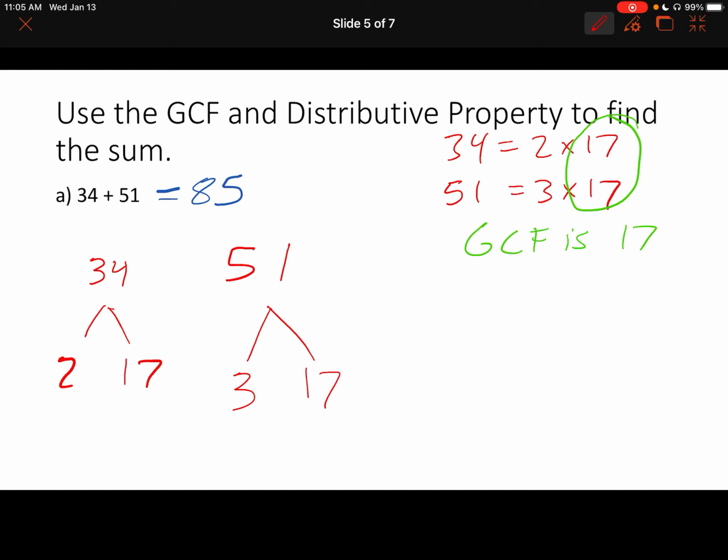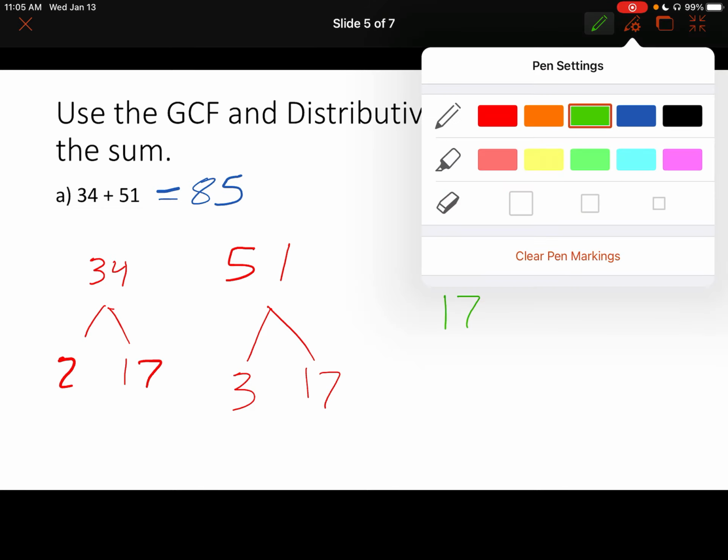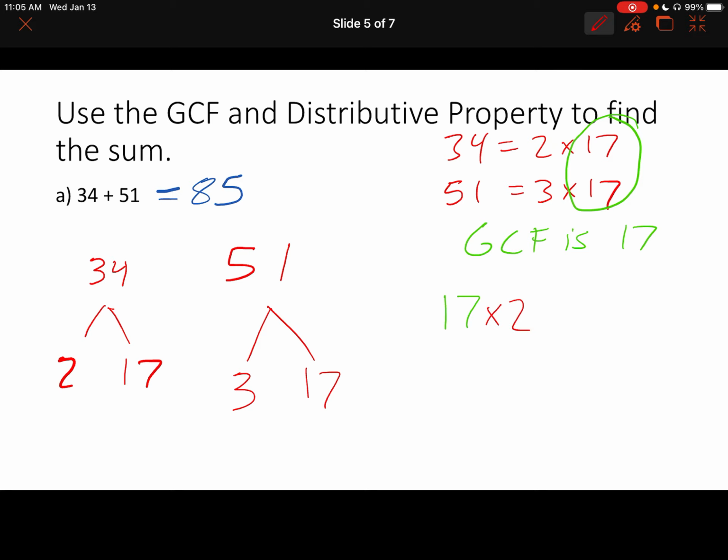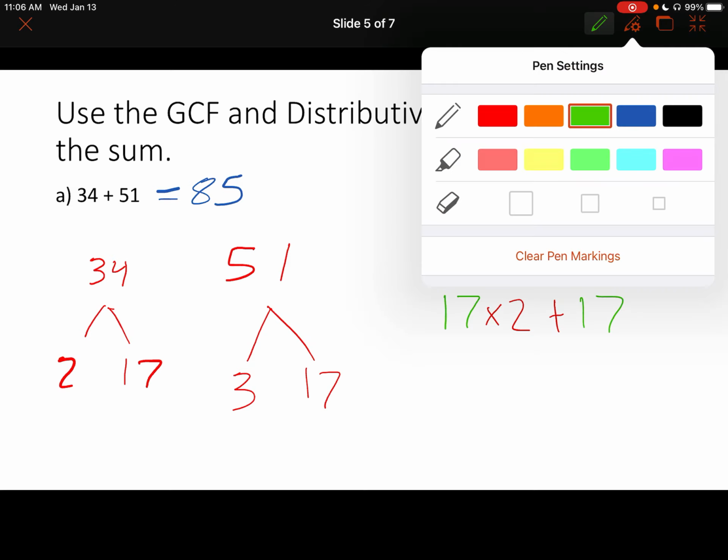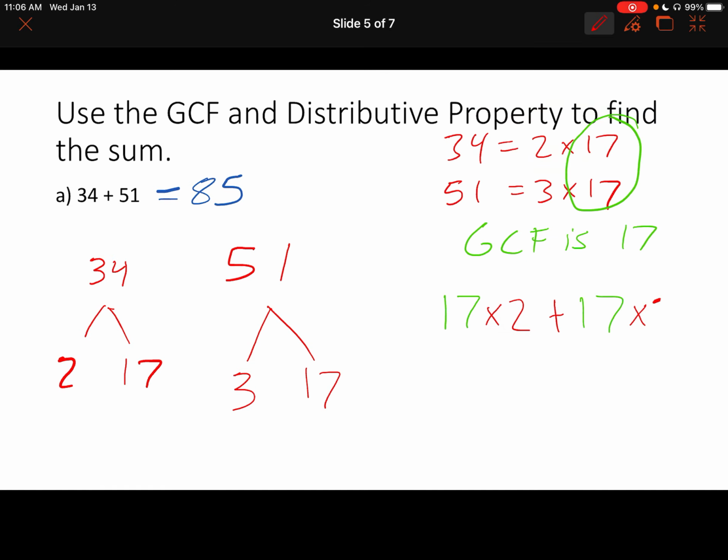So we'll take 34, and we're going to write 34 as, I'm going to put the GCF in a different color, 17 times 2 plus the 51 we'll need to rewrite as 17 times 3. So this is still equivalent to the original expression we have, 34 plus 51, but now we have 17 times 2 plus 17 times 3.